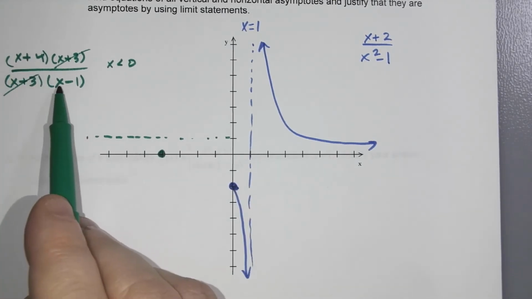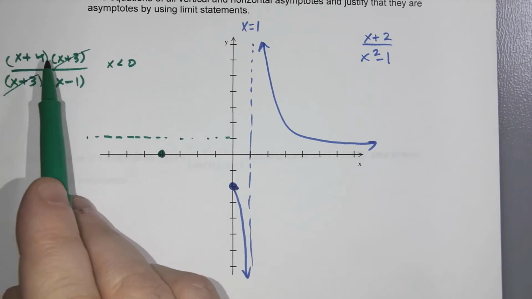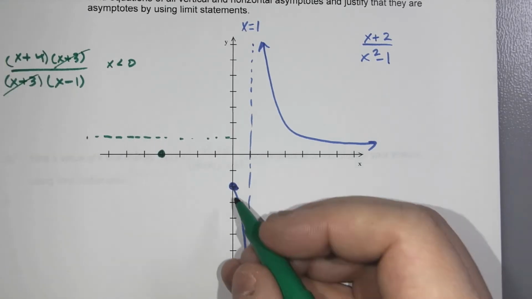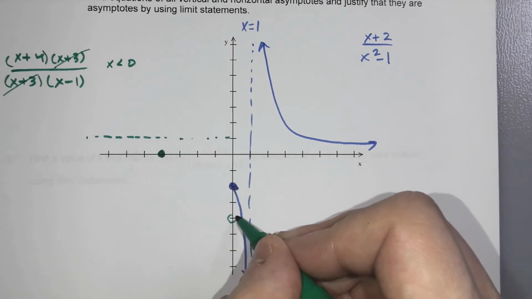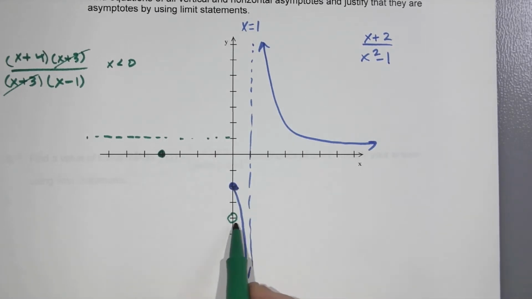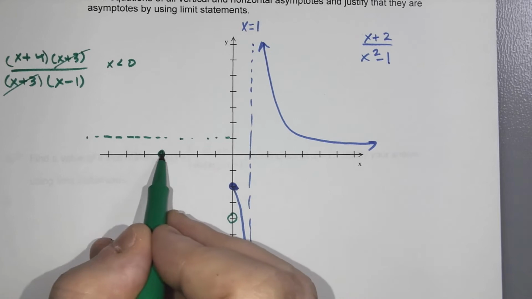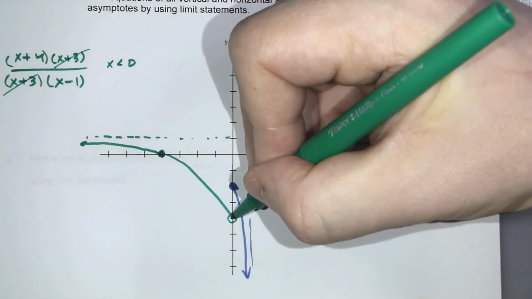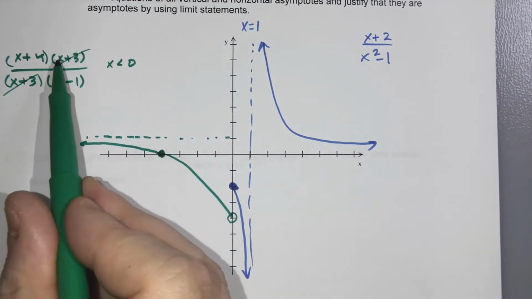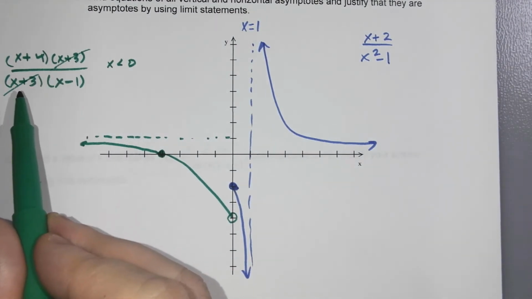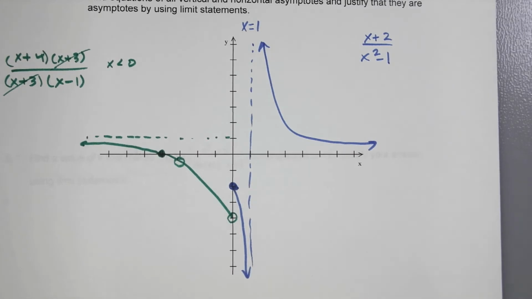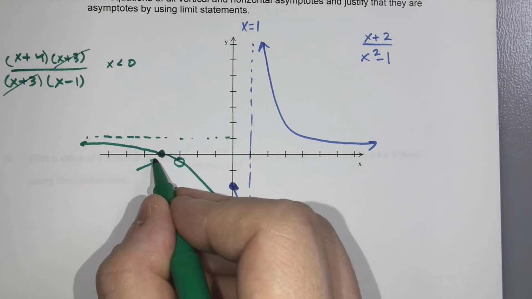The y-intercept would be at 0 plus 4 over 0 minus 1, so that'd be negative 4. So our graph would look something like this and that. But then there is also going to be a hole at negative 3. And then that's our graph. Okay, let's label all of our useful information.